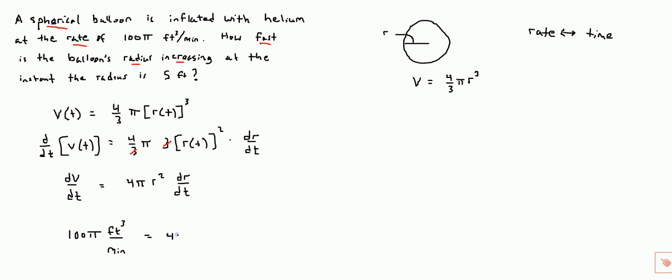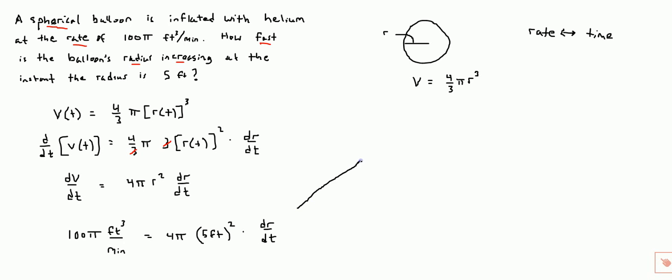And we've got 4 pi, those are constants. And then here we've got the instant the radius is 5 feet. So they're telling us the radius is 5 feet. So that's r, and we just plug in 5 feet squared. And then dr dt, well, they don't give us that. That's what they're asking for: how fast is the balloon's radius increasing, the rate of change of radius with respect to time. That's the unknown.